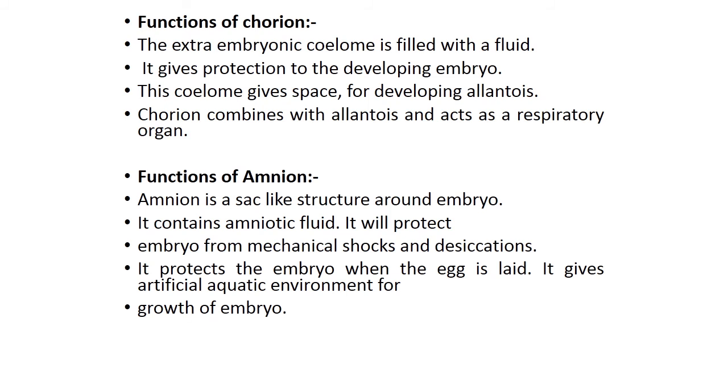Functions of amnion. Amnion is a sac-like structure around the embryo. It contains amniotic fluid. It will protect the embryo from mechanical shocks and desiccation. It protects the embryo when the egg is laid. It gives an artificial aquatic environment for growth of the embryo. It's a terrestrial one, so that moisture content is protected by this amniotic membrane.